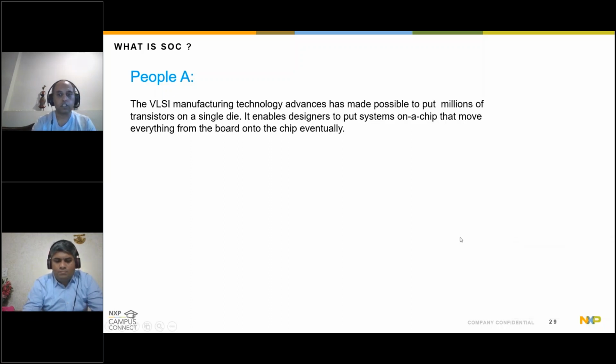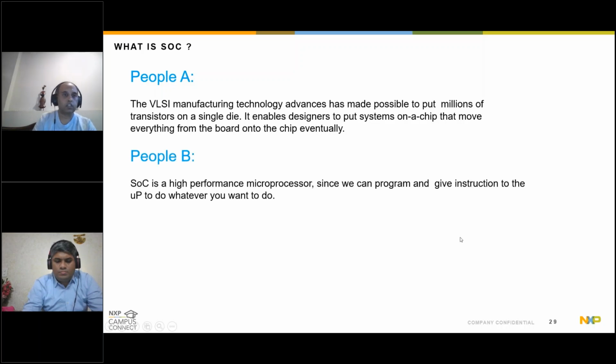Okay? So similarly, when you talk to, let's say, another set of people B, they may say that an SOC is a high-performance microprocessor, since we can program and give instructions to the microprocessor to do whatever we want, right?